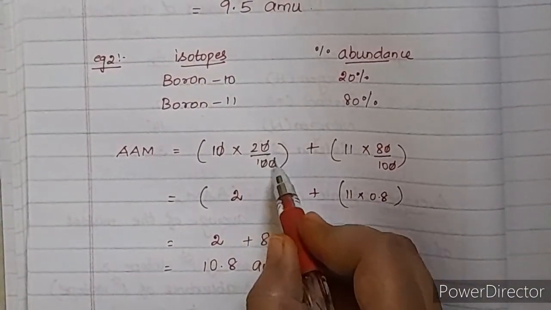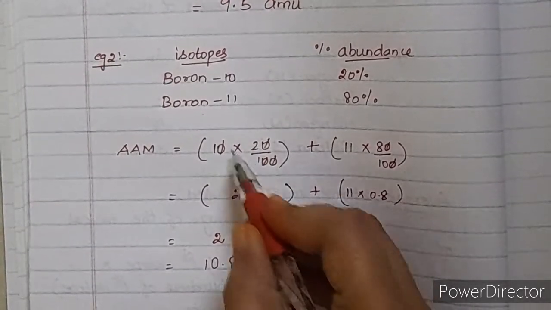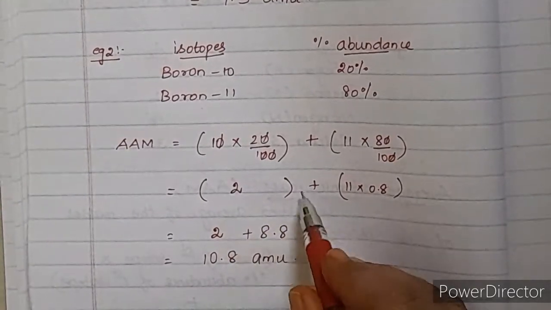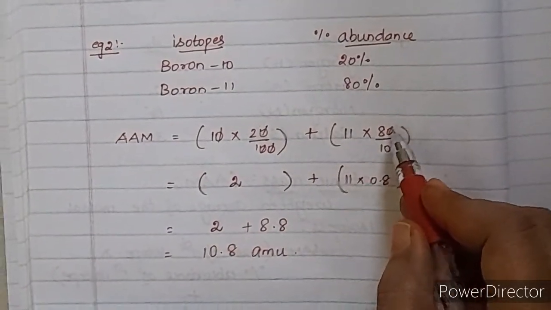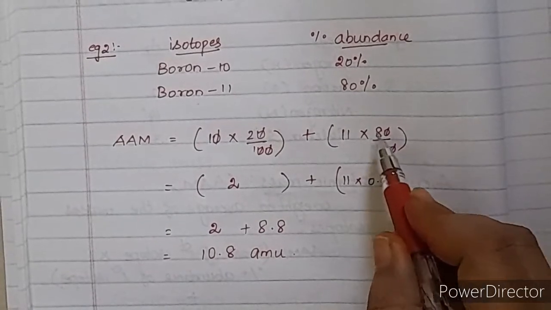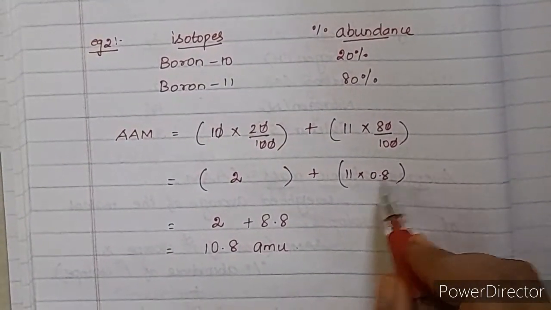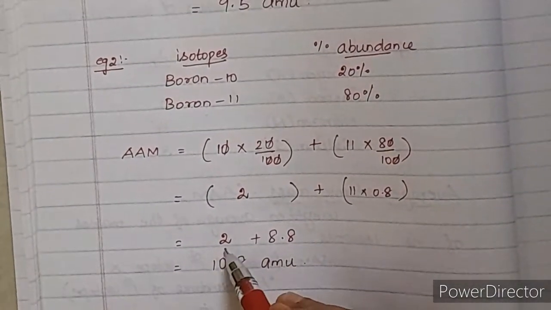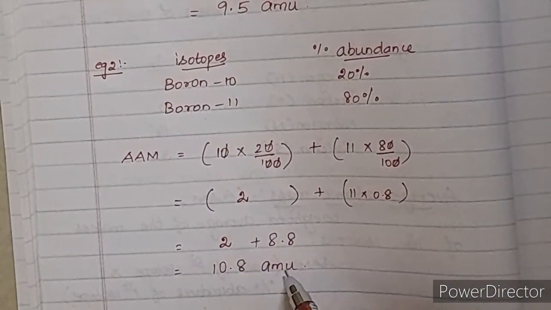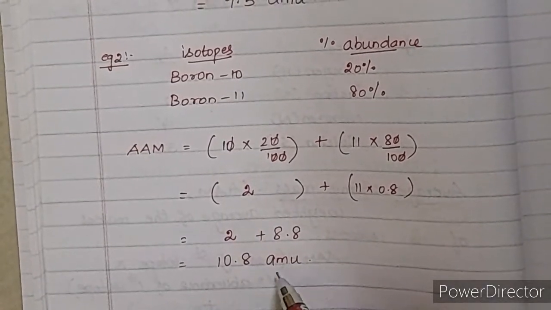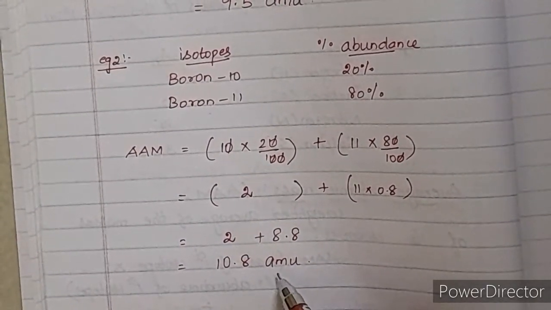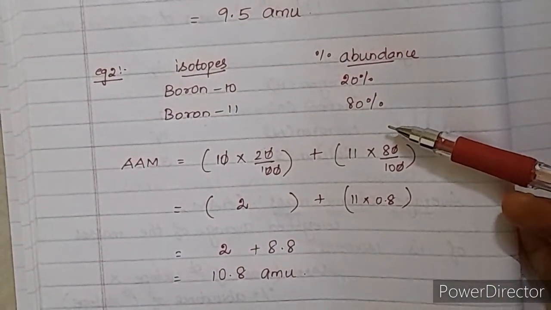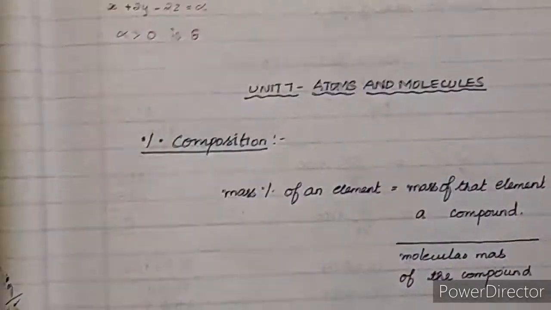Now I can cancel this 0 and this 0. This and this can be cancelled. So I will get only 2 here, plus I can cancel the zeros in the numerator and the denominator. 8 by 10 can be written as 0.8. So when I multiply with 11, I'll get 8.8. So when I add this 8.8 plus 2, it will be 10.8 AMU. So the average atomic mass is 10.8 AMU. So these are the two sums to calculate the average atomic mass.